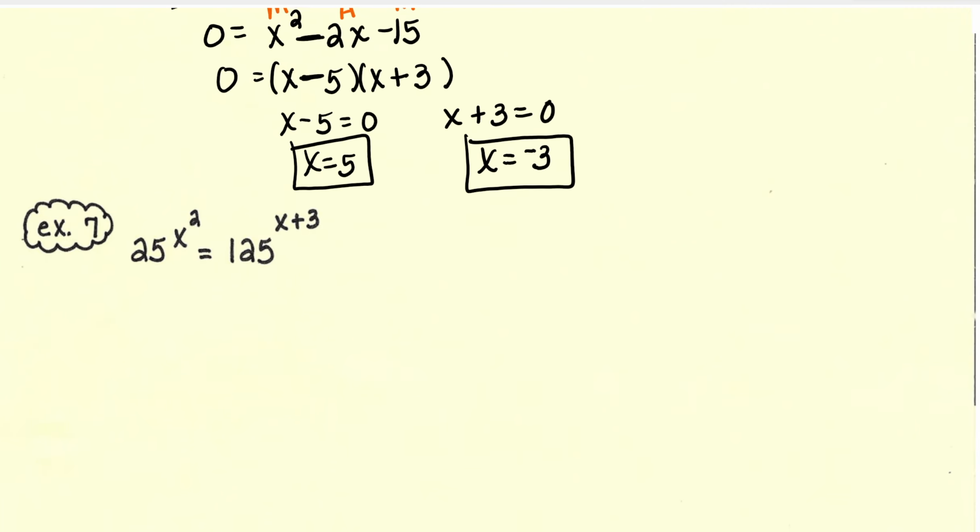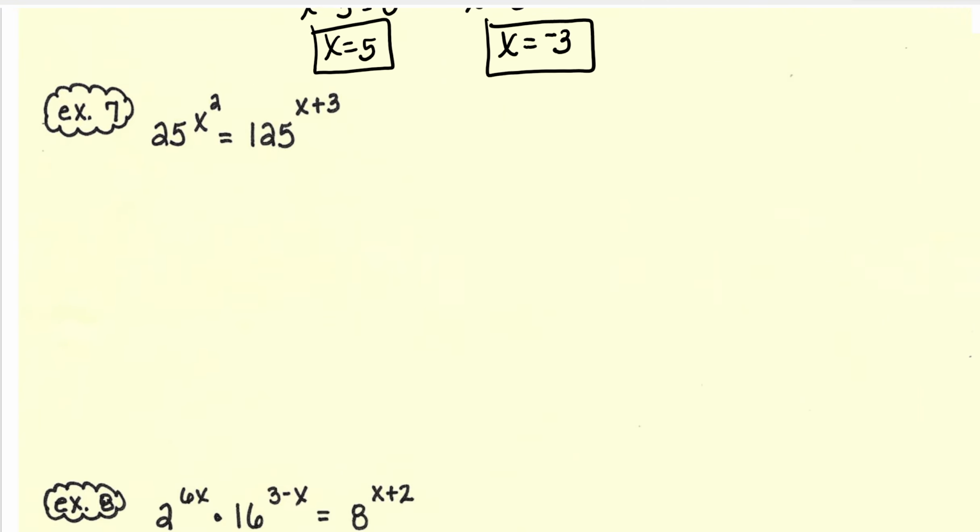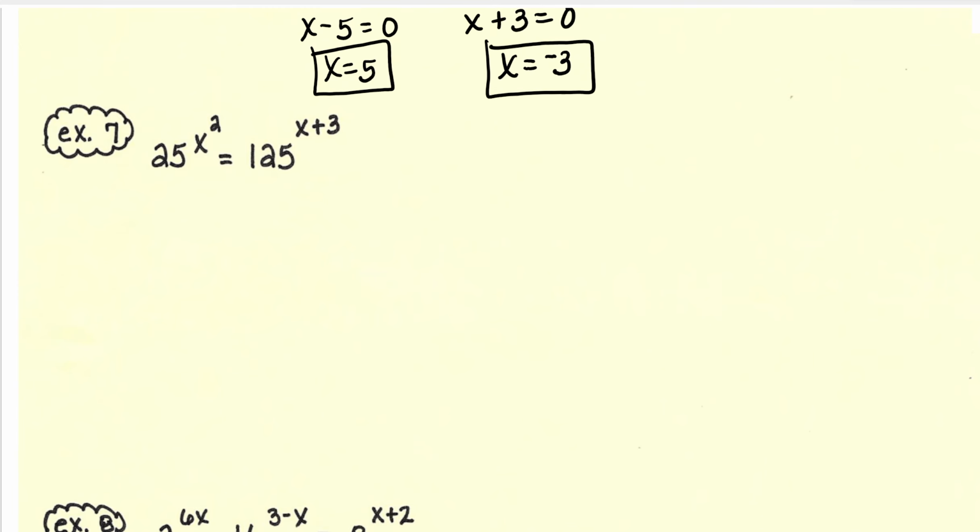Let's look at example 7. As I look at example 7, the base, pretty obvious again, is going to be 5. 5 squared is what gives me 25. Now don't forget to bring down your x squared.